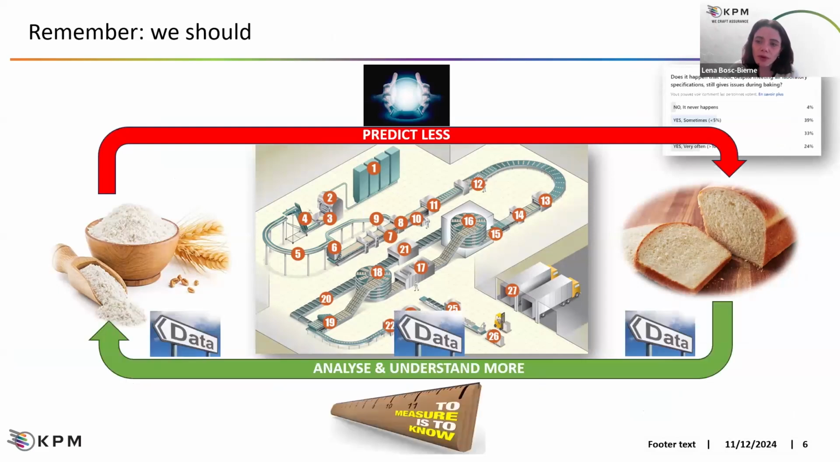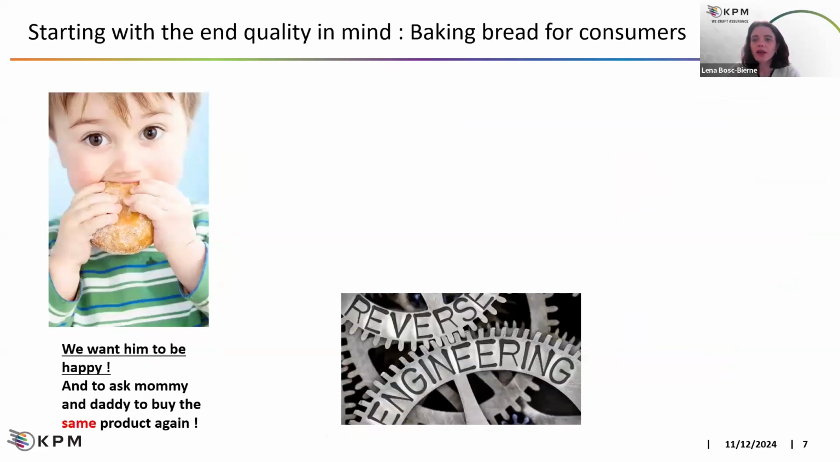The solution we propose is at the same time easier and more logical, is to go from the end product to the flour, to understand what works well and what doesn't work based on the observation of the process. And this is a little bit what I would like to show you today. If we start with the end quality in mind, then that can be very, very straightforward.